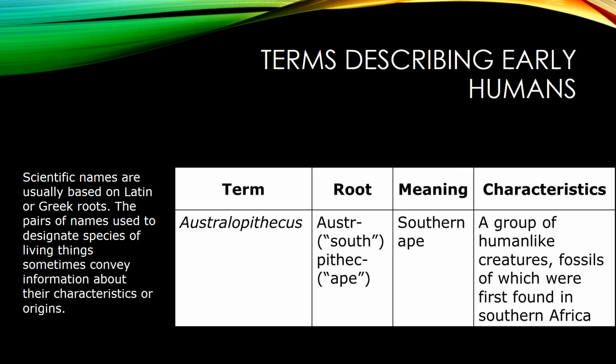The last word we're going to look at in describing early humans is the term Australopithecus. Now let's look at the root first. Austral means south. Look at that, A-U-S-T-R. What country or continent can you think of that actually begins with that, and where is it located? Now the word pithecus means ape. So together, austral and pithecus, south and ape, means southern ape. Its characteristic is a group of human-like creatures, fossils of which were first found in southern Africa.